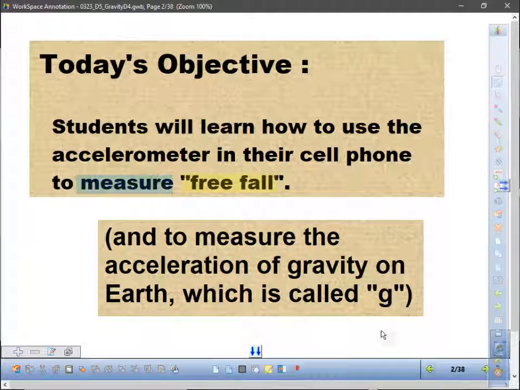You remember, what is the acceleration of gravity on Earth? I'll give you a hint. It's the same for everything on Earth, and it's on your yellow paper.